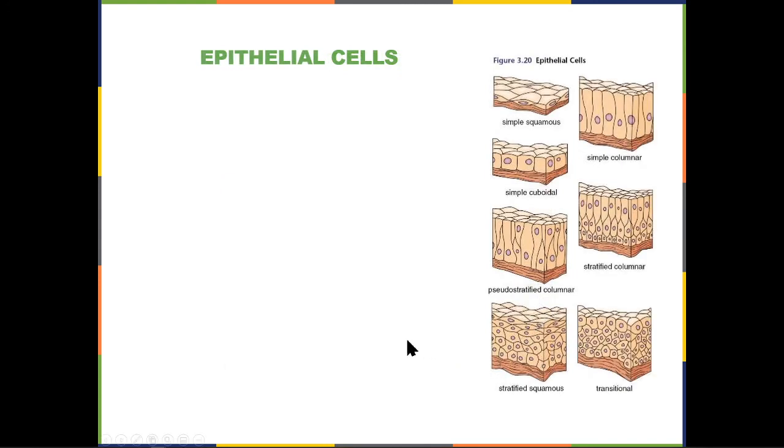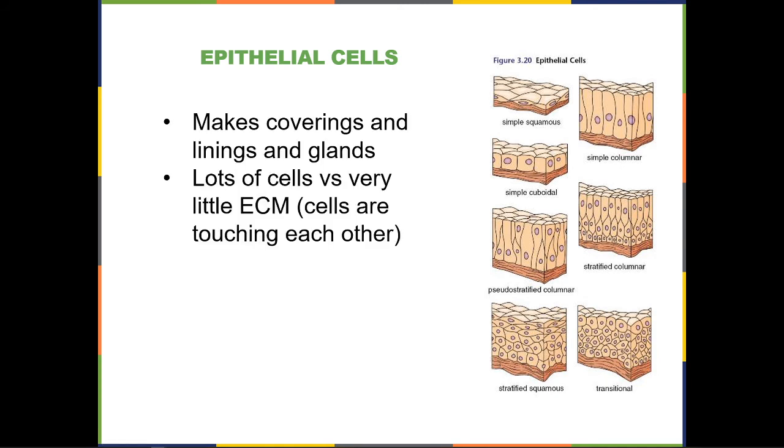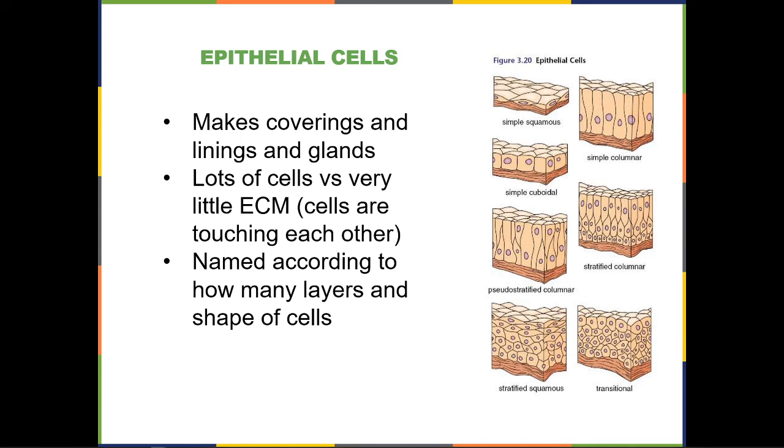But now as we look, epithelial tissue, we said, made really good barriers. It's going to look like very little ECM and lots of cells, so many cells that they're touching each other. This is not a histology class, so we're not going to go into all the different types of epithelial tissue. You may have done that in anatomy if you remember back. But when we talk about epithelial tissue, we look at two different things: the shape of the cells and how many layers it is.